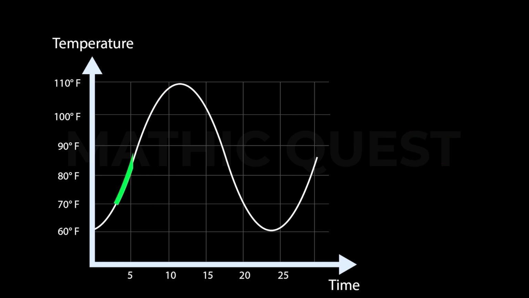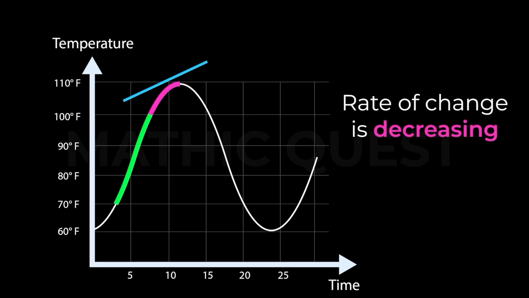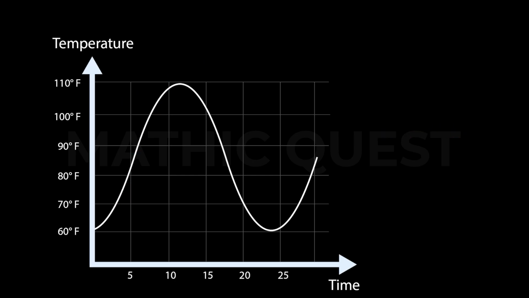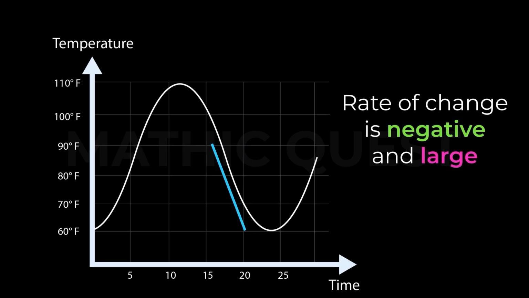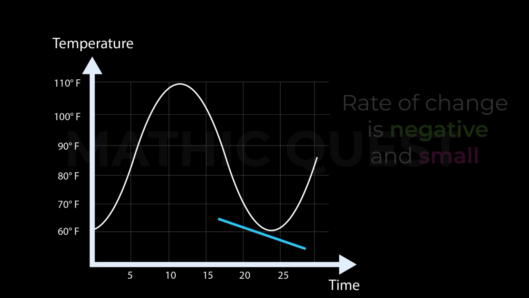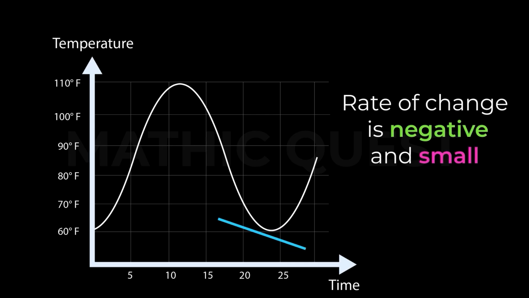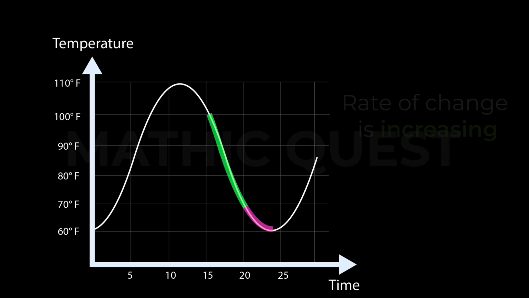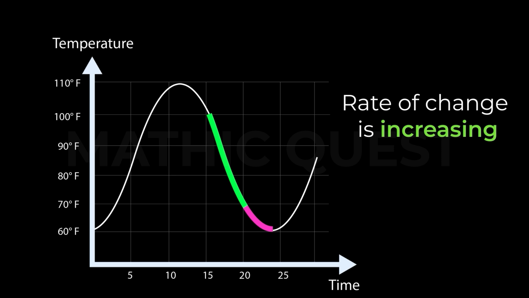If we look at this entire region again, we can see that our rate of change is going from a larger value to a smaller value. So we can say that the rate of change here is decreasing. Similarly, when the temperature is falling quickly, the graph is steep. The rate of change here is negative and large in magnitude. And when the temperature is falling more slowly, the rate of change is still negative, but smaller. So we can say that the rate of change here is increasing because it's going from a larger negative value to a smaller negative value.